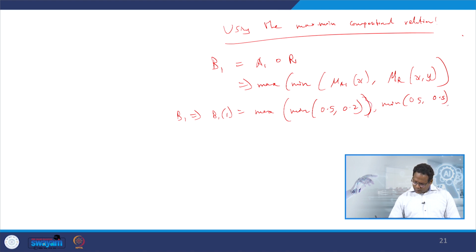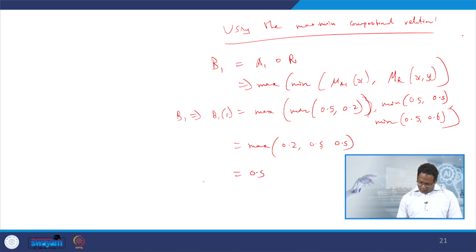You can remove this bracket. So, third one: minimum of 0.5, 0.6, which is nothing but maximum of 0.2, 0.5 and 0.5. It is 0.5, that is B of 1 is 0.5.